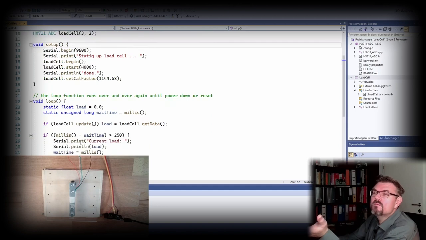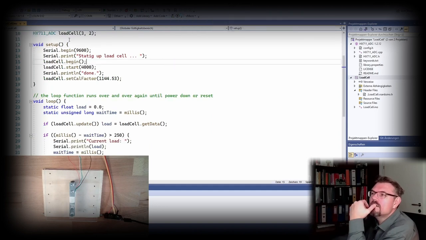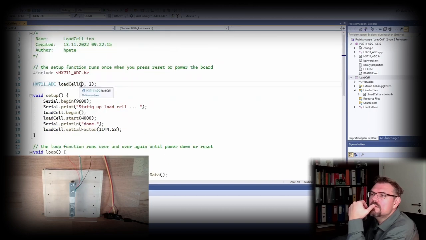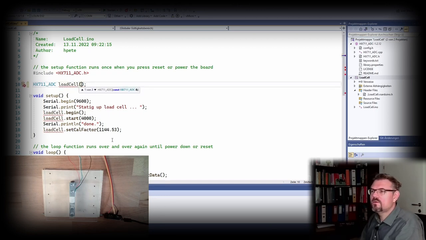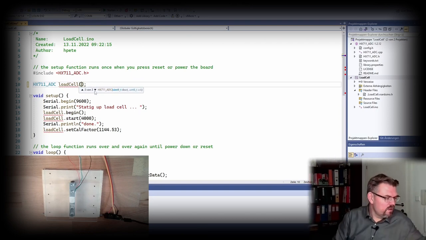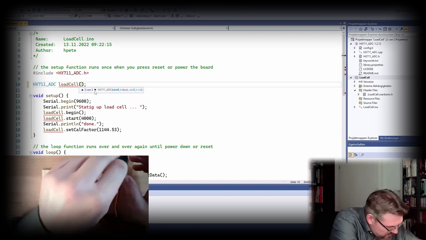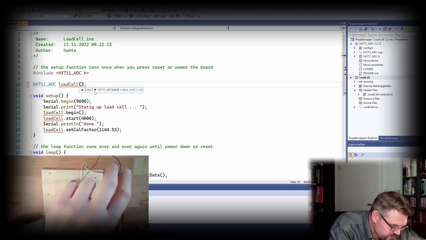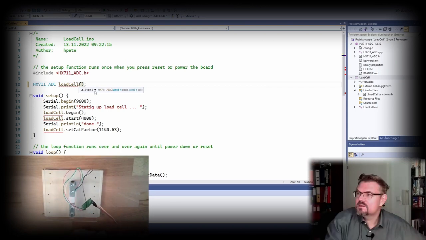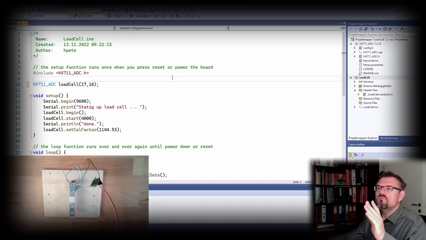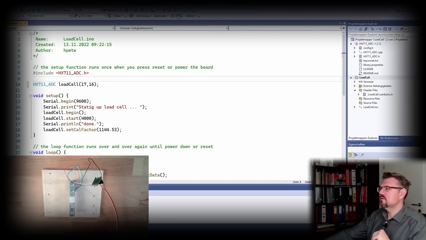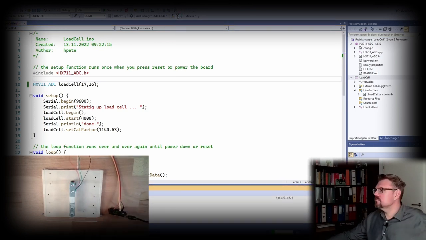So what do I need to have here? I don't know anymore. What is the first one? Digital data, and then clock. Digital data is orange, and orange is 17, clock is 16. Digital data, clock. All right. Okay, there was more than just selecting this. Try to upload this and see what is happening.